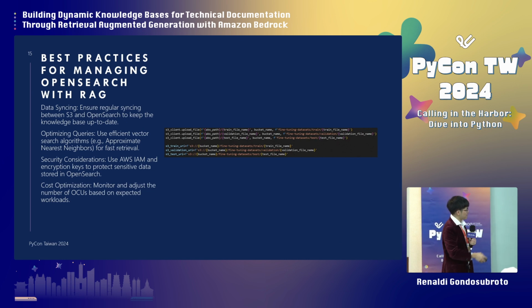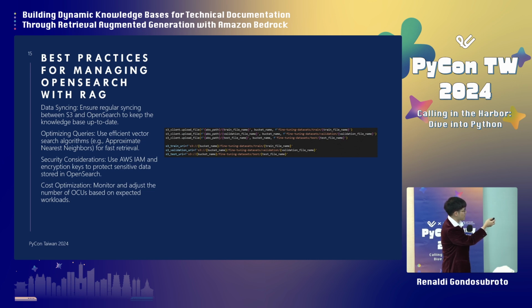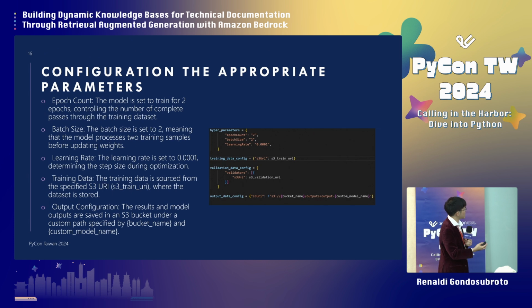And I'll include that code as well, as you can see over there, to show a bit more about how the file uploading process is going, how I'm uploading the training, validation, and testing data sets, and how we are referencing the URIs. That's the URI for the training data set, that's the URI for the validation, and that's the URI for the testing data set. And here's the important thing now.